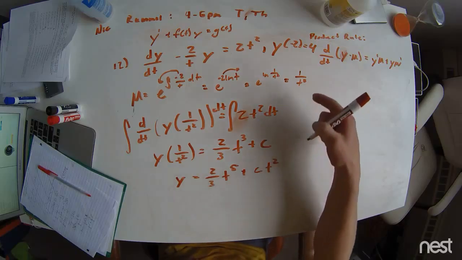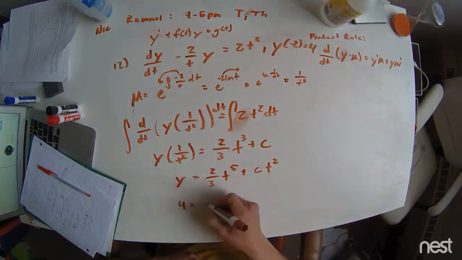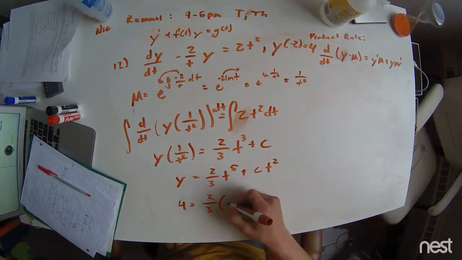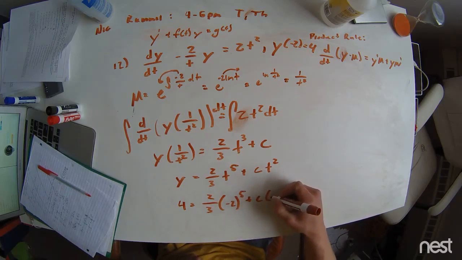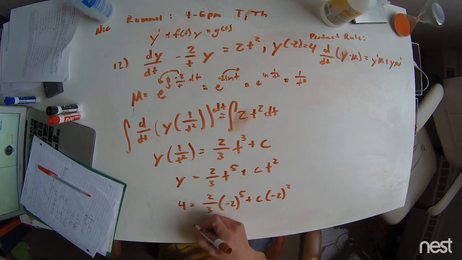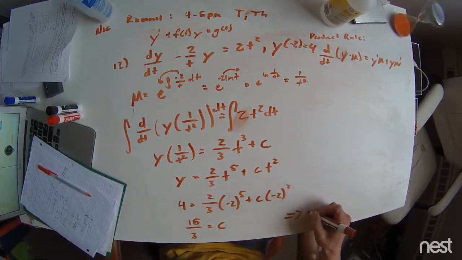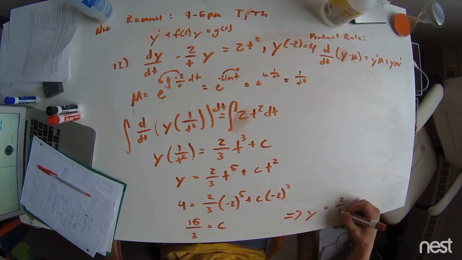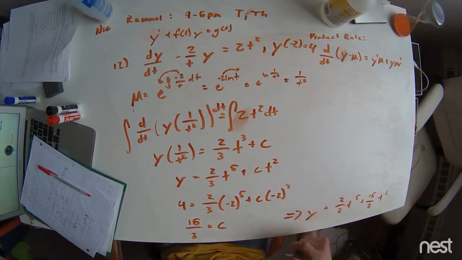And we now use our initial condition, which is y when t is negative 2 equals 4. So we have 4 equals 2 over 3 times negative 2 to the 5th plus c times negative 2 squared. What happens here is we go through a little bit of arithmetic and arrive at 16/3 equals c. We plug this back into our original equation, and you get the explicit solution of y equals 2/3 t to the 5th plus 16/3 t squared as your solution.